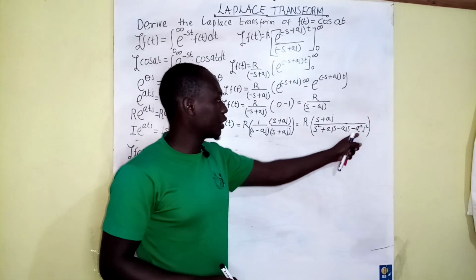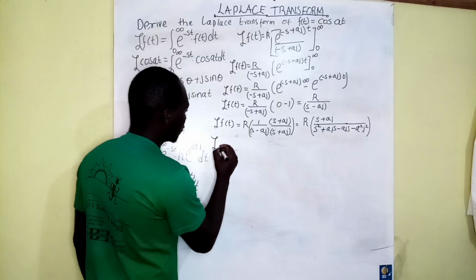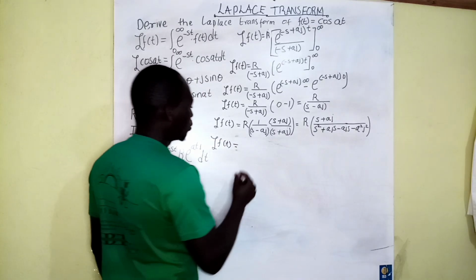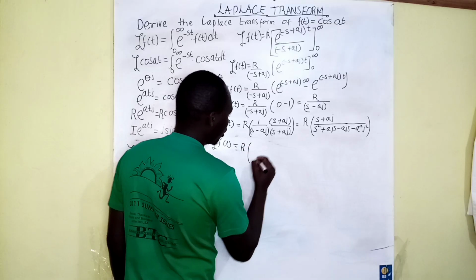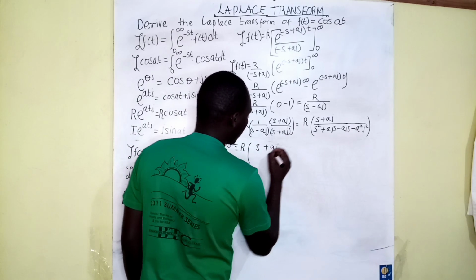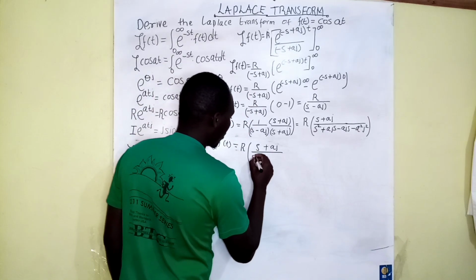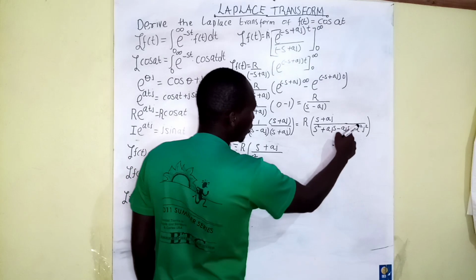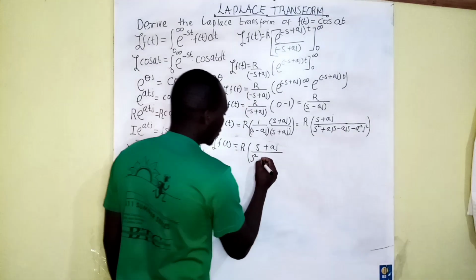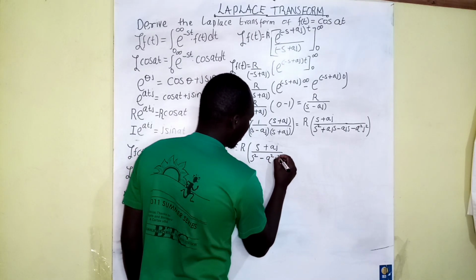By simplification of whatever we are having on the denominator, we are going to have the Laplace transform of a function f of t equals r into s, we add to jω, over. Here on the denominator, we are going to have s squared, this one and this one. Those two terms will cancel out and we are going to have subtract from ω squared j squared.